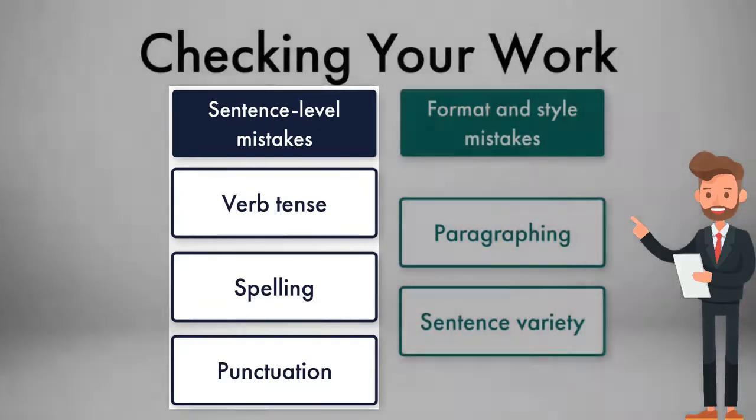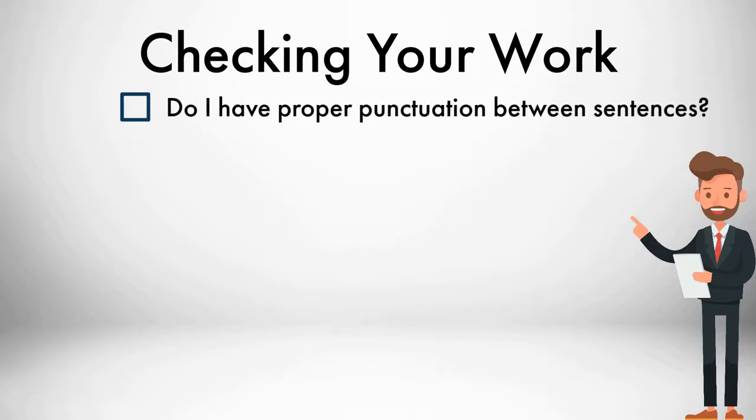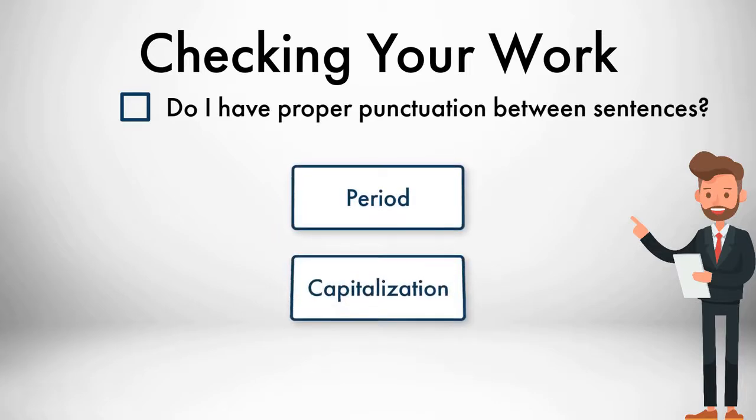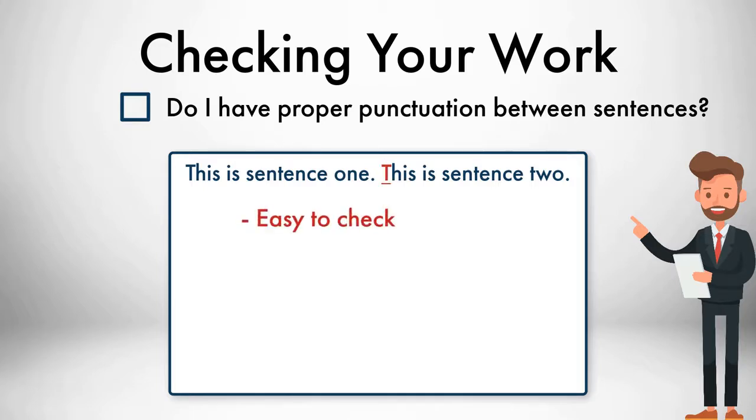Okay, so the first point to check is, do I have proper punctuation between sentences? This covers things like periods and capitalization. Take a look at this. This is sentence 1. This is sentence 2. In this example, I forgot to add a capital to the second sentence. There, that's better. Mistakes like this should be fairly easy to check, and they shouldn't take too long to fix.